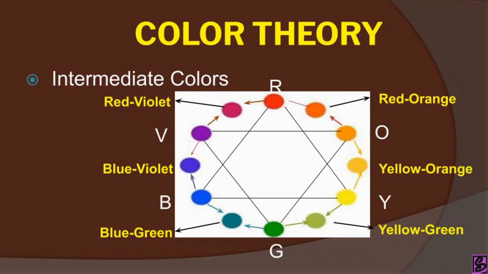So there are a total of 6 intermediate colors. And remember to keep primary colors in priority while considering the name of an intermediate color. So the 6 intermediate colors are red-orange, yellow-orange, yellow-green, blue-green, blue-violet and red-violet.